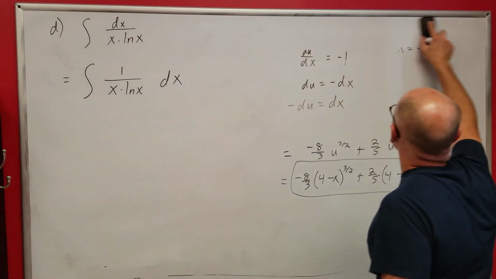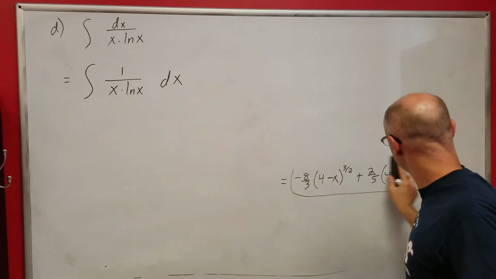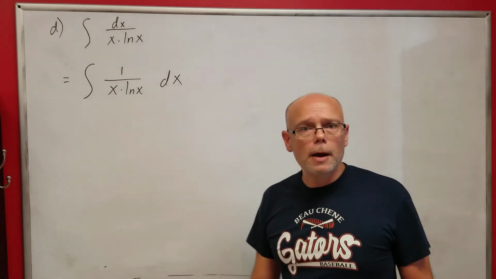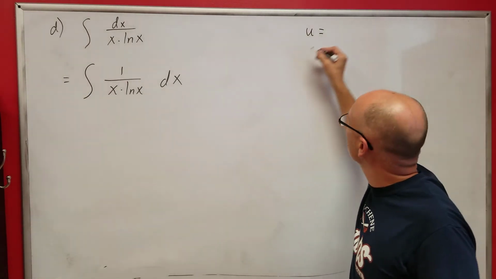All right, so I'm going through in my head the different steps. I'm not going to repeat them again. But what do I want to make u be this time? Well, I'm going to try to let u be natural log of x.